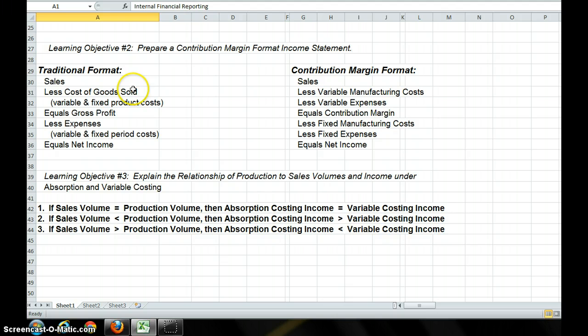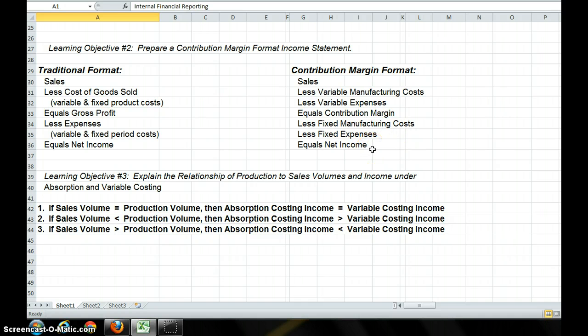We still start out with the same sales that we had before, but then we subtract out anything that's variable. It could be a variable product cost. It could be a variable period expense. Just anything that's variable gets deducted out. The subtotal is called contribution margin. Contribution margin tells us how a particular product or product line is contributing toward the payment of fixed costs that are going to be incurred regardless, and thereafter generate a profit.